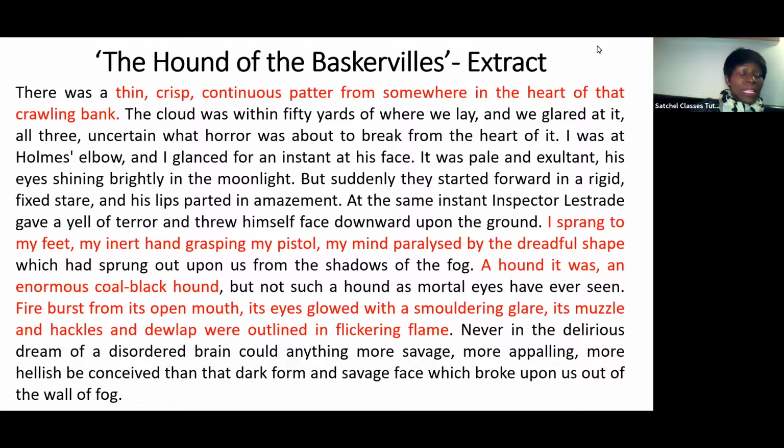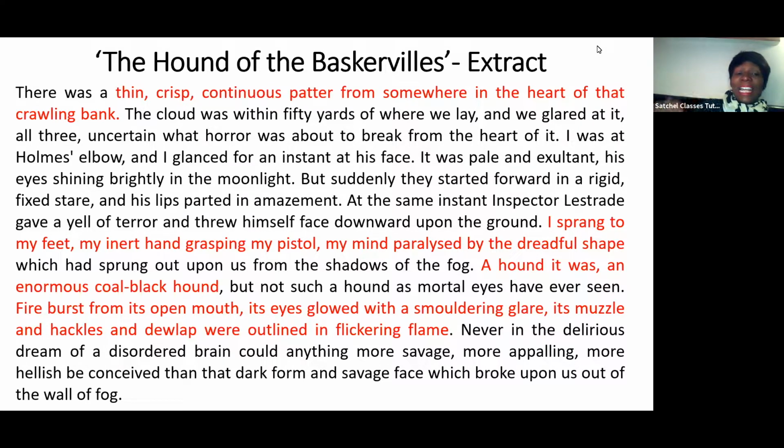At the same instant, Inspector Lestrade gave a yell of terror and threw himself face down upon the ground. I sprang to my feet, my inert hand grasping my pistol, my mind paralysed by the dreadful shape which had sprung out upon us from the shadows of the fog. A hound it was, an enormous coal-black hound. Its eyes glowed with a smouldering glare. Its muzzle and hackles and dewlap were outlined in flickering flame.